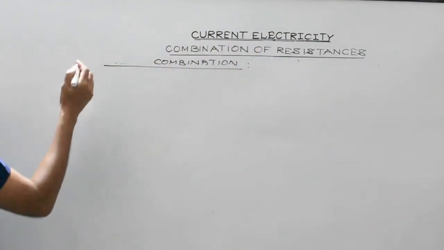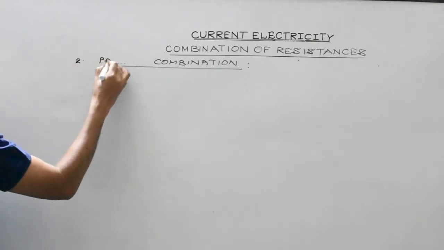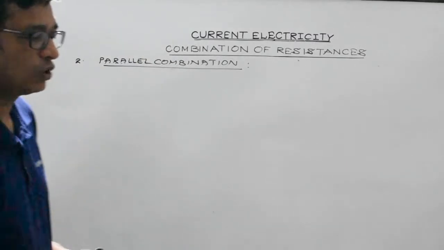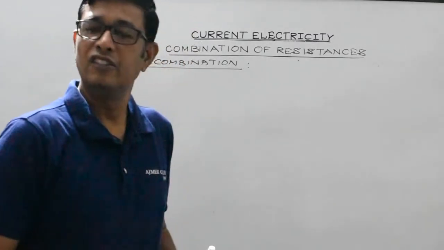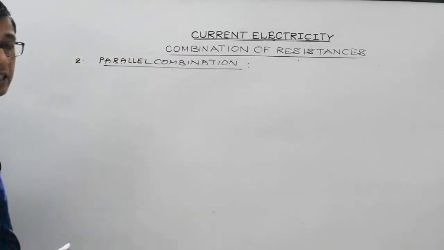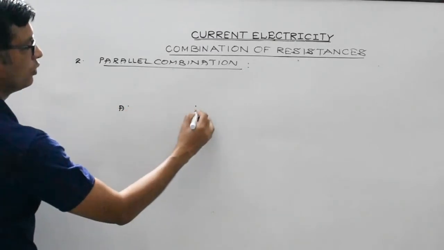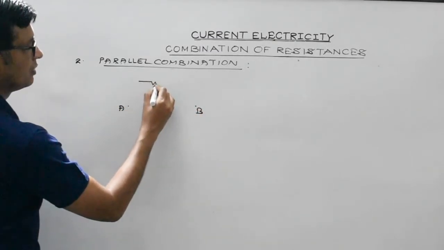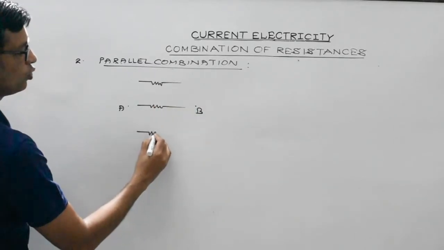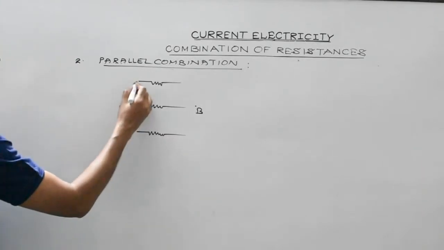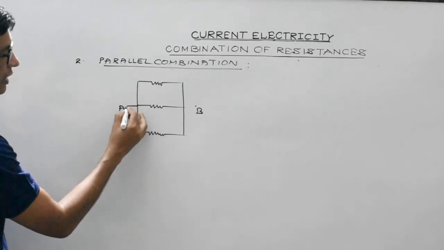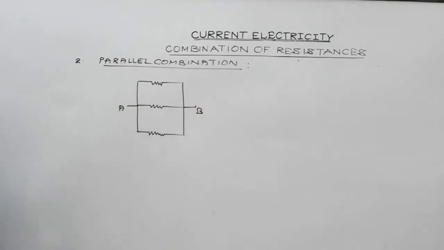So, second, let's start the parallel grouping of resistances. As was in the previous case, let's consider three resistors R1, R2, R3 having resistances R1, R2, R3, and they are connected in parallel. In parallel, just now I have told you, all the three resistors, their ends must be connected between the same two common points. Look, these are the three resistors which are connected across. So they are connected between the same 2 points A and B.